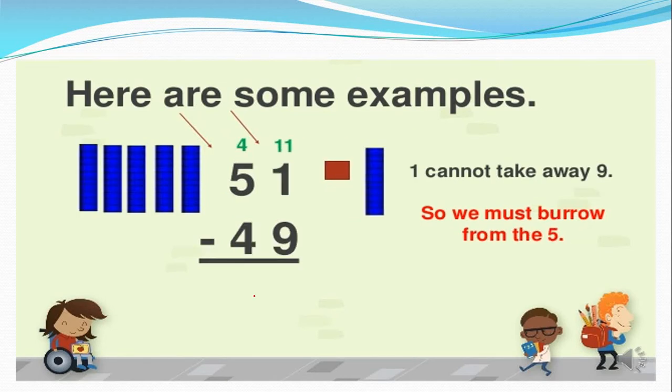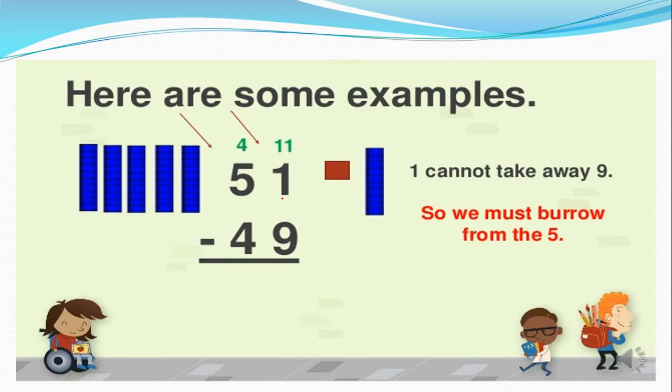Example number 2 is 51 minus 49. Let's first check the ones: 1 minus 9. Is this possible? No, because 1 is a small number and 9 is a large number. 1 cannot take away 9. That's why I am borrowing, from the 5. So 10 plus 1 is 11, and 11 minus 9.